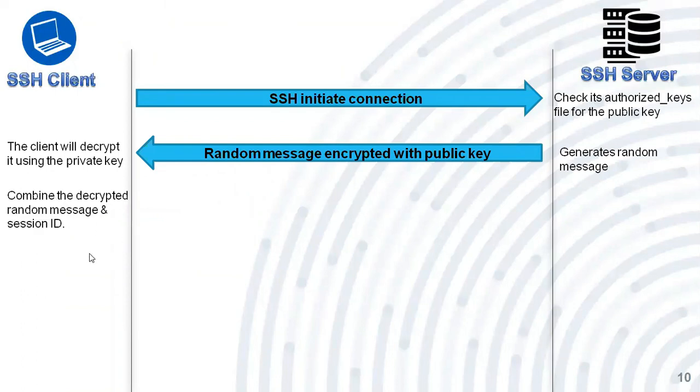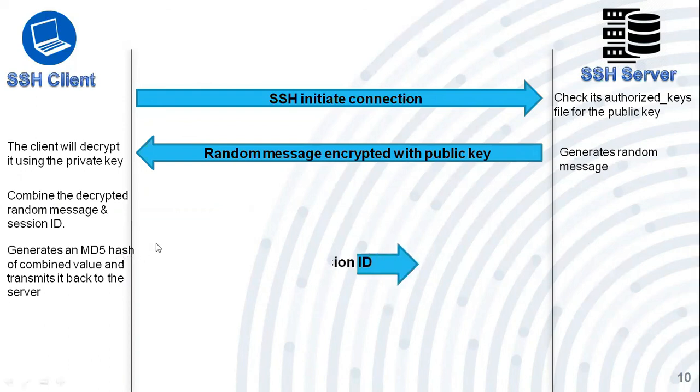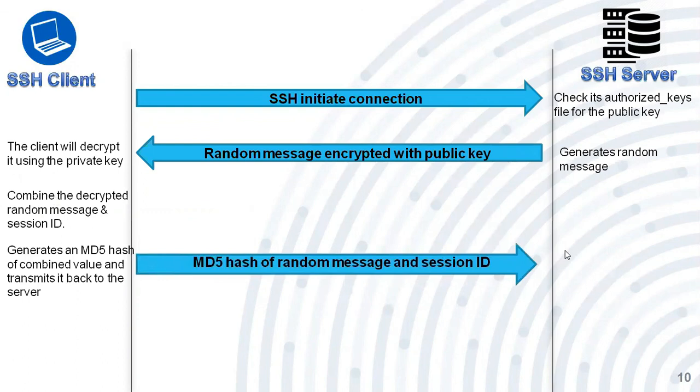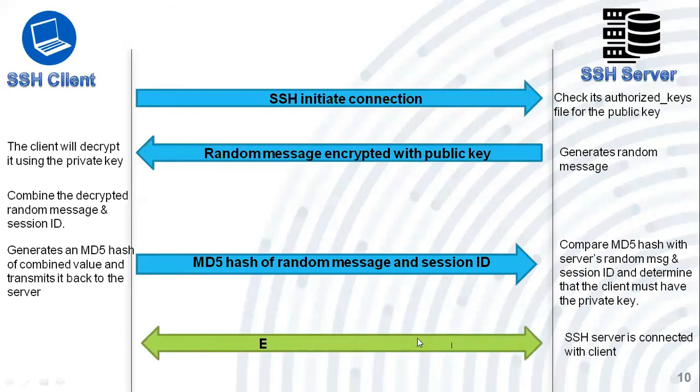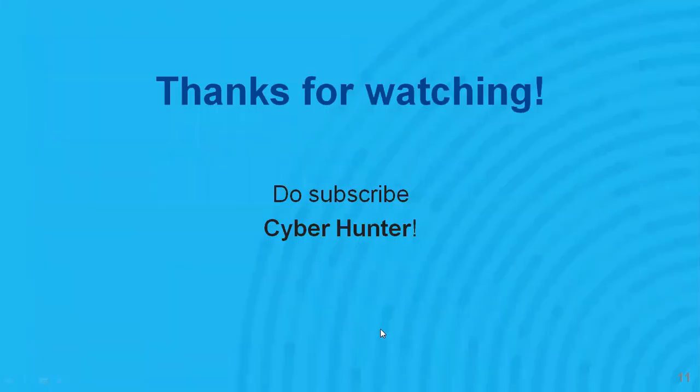The client will combine the decrypted random message and a session ID. Then it generates an MD5 hash of the combined value and transmits it back to the server. The server already has the original message and the session ID. It compares the MD5 hash with the original value and determines that the client must have the private key. Now the SSH server is connected with the client and secure data transmission can be done. And this is the process of SSH.